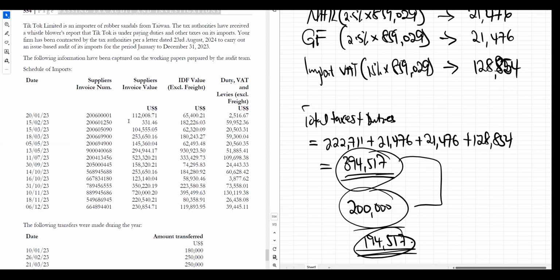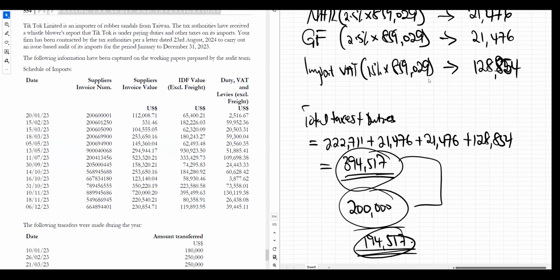All right, so we can all see, right? With this kind of question, this is the import declaration value, which is like the CIF, right? But there was no freight. So this is the CIF that they have declared, and this is the duty, VAT, and levies that they have paid. Yes, this duty, VAT, and levies were paid on this CIF. But here lies the case: we don't know whether this is correct. Do you get the whole idea?